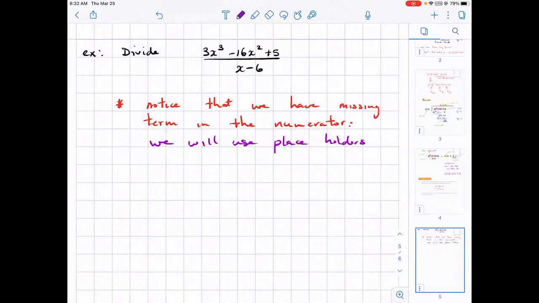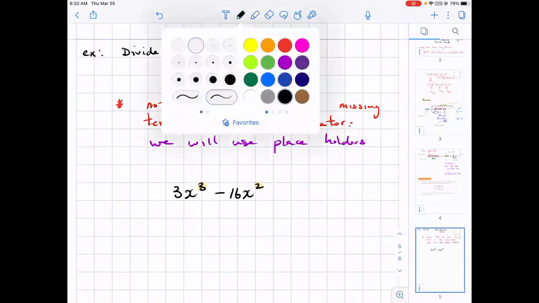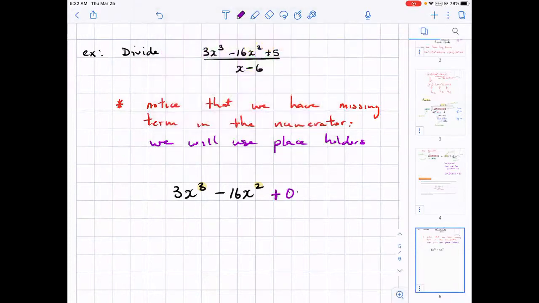So we can write this as 3x cubed minus 16x squared. So after a 3 power is a 2 power. After a 2 power comes a 1 power, which we don't have. So what we'll do, plus, always plus 0x. Now we have that 1 power there. And then we write our plus 5. So sometimes you're going to have to fill in more than one placeholder. And the same thing goes for the denominator. The denominator is okay because this is a 1 power and then you have a constant.